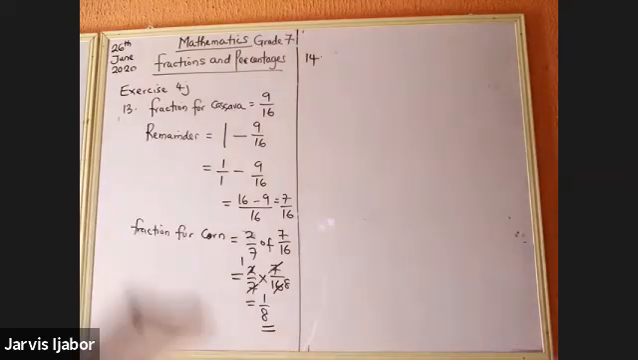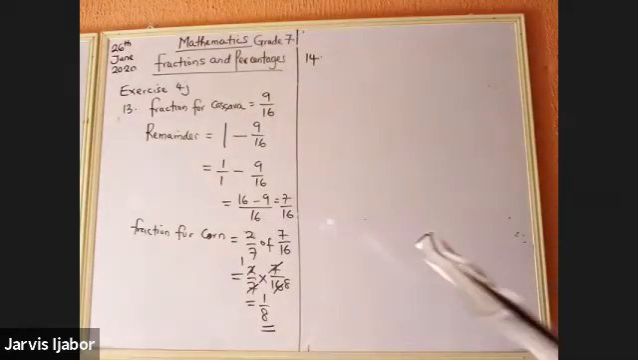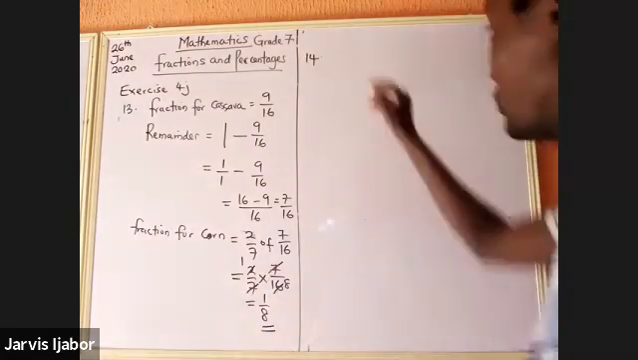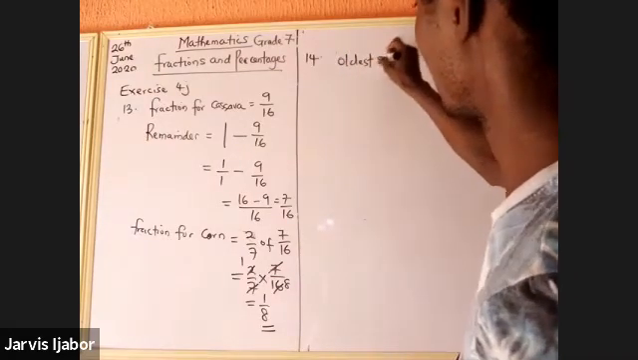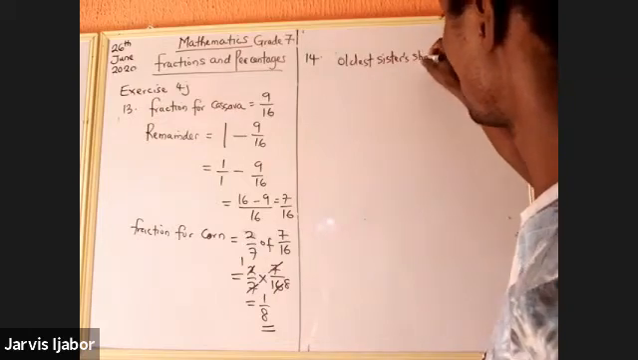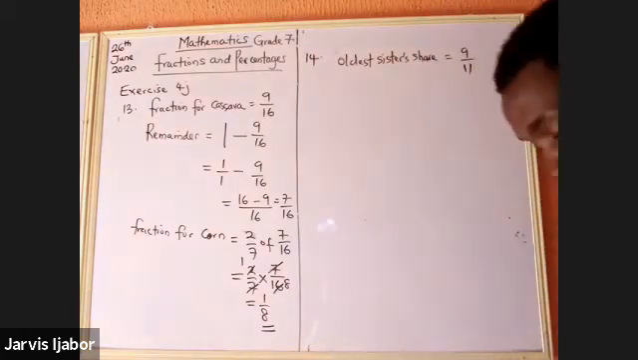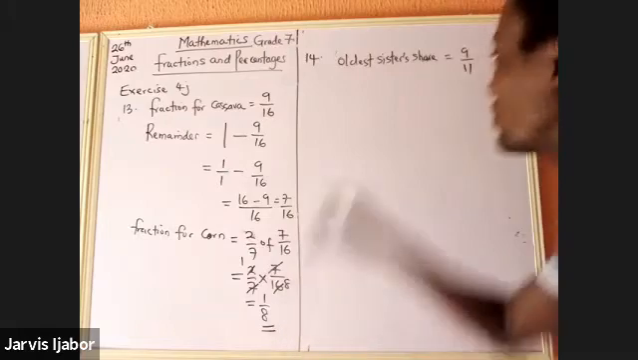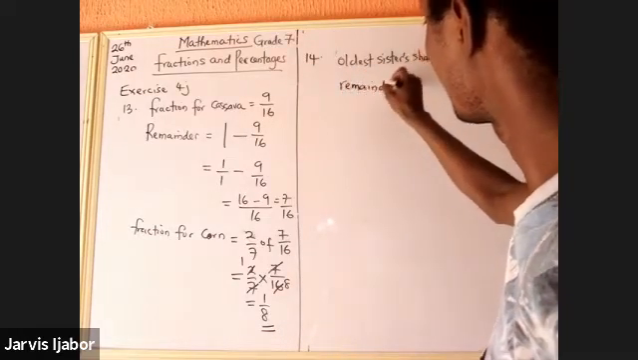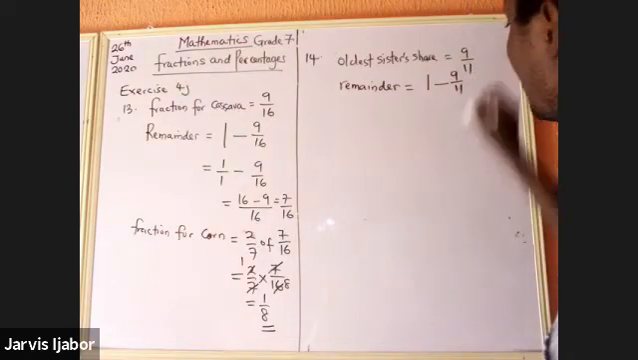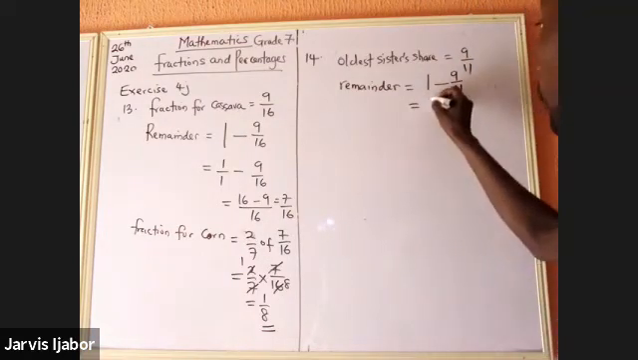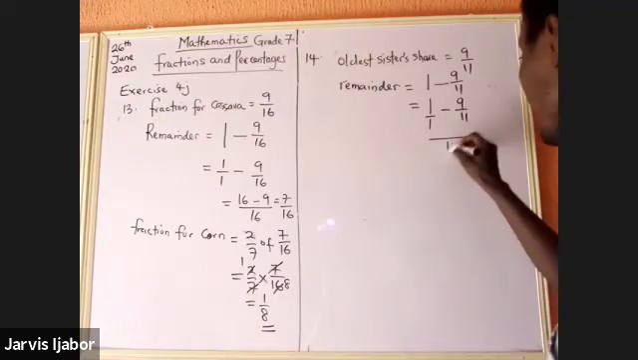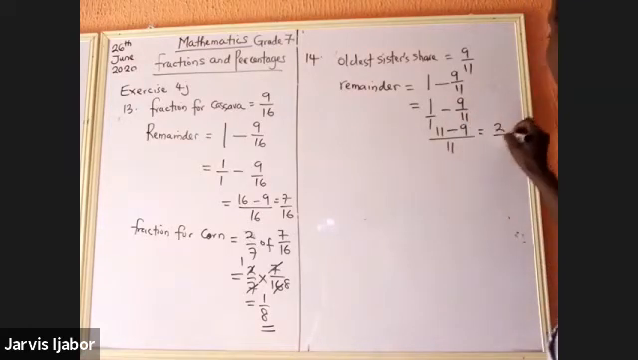In question 14, we are told that 3 sisters share some money. The oldest sister gets 9/11. The next gets 7/12 of the remainder. So the remainder will be equal to 1 minus 9/11, which will be 1/1 minus 9/11. The LCM is 11. That gives you 11 minus 9, which will give you 2/11.